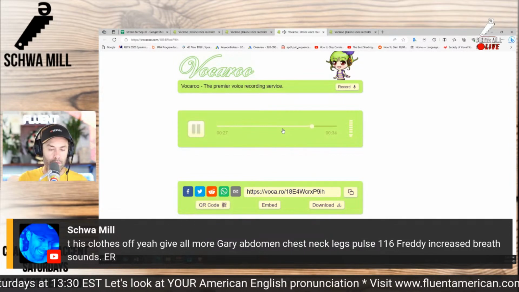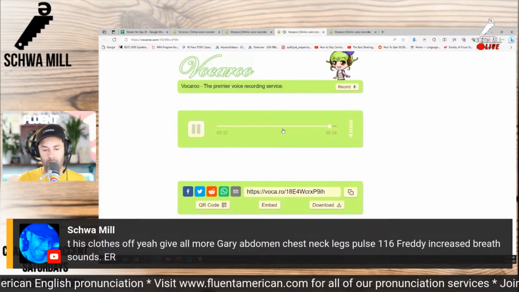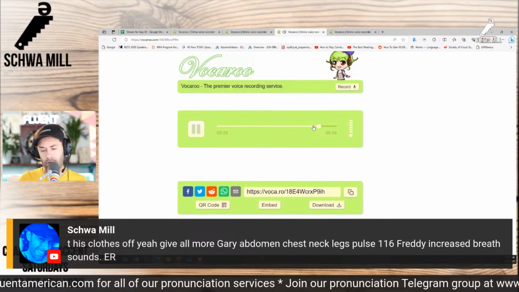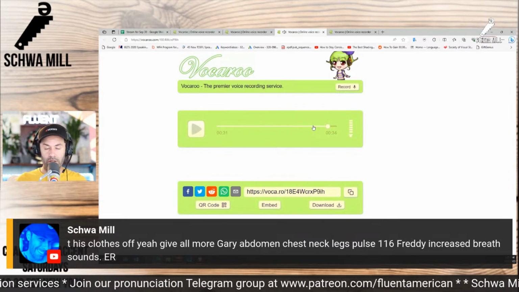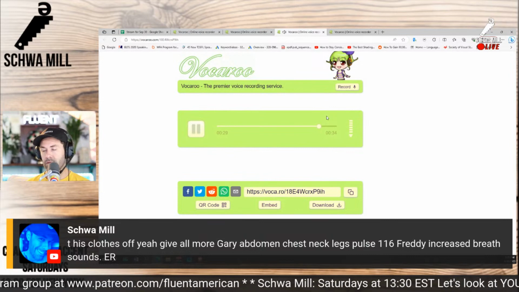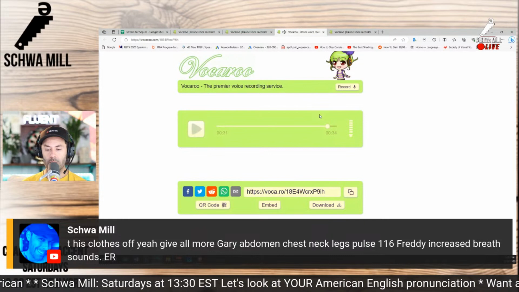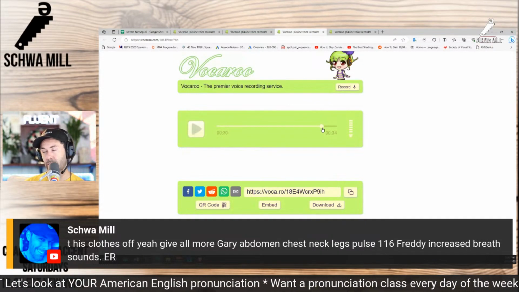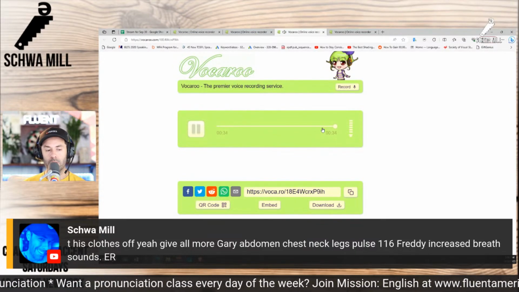Abdomen, chest, neck, legs. Pulse 116, 16, Freddy. There's something around that I didn't hear. Legs. Pulse 116, 16, Freddy. 116. We're reducing. So when you said 116, you're reducing the part that's the most important. It's the "teen." You're saying 116 versus 116. You need that E sound on "teen" to really show. Right now, it's a little bit too soft. 116, 16, Freddy.